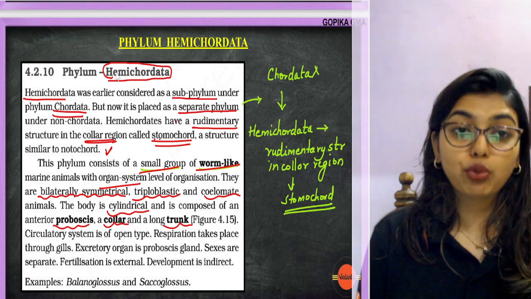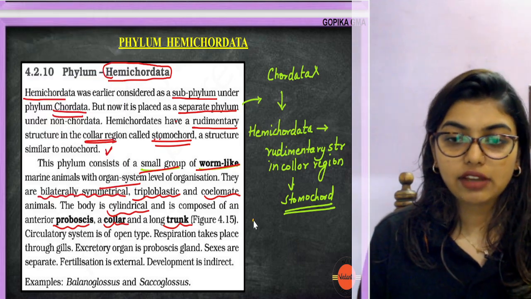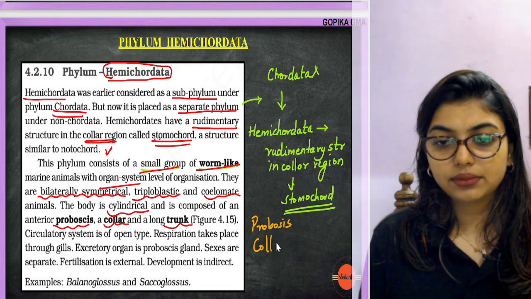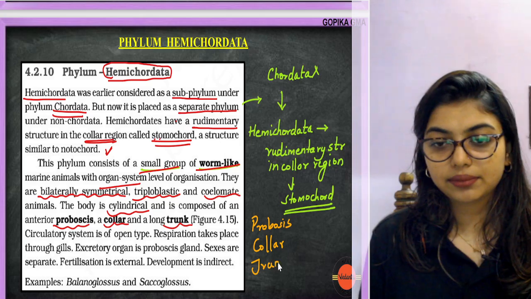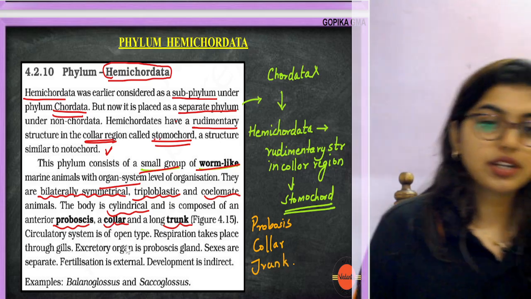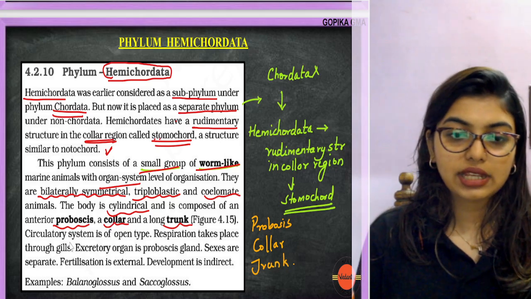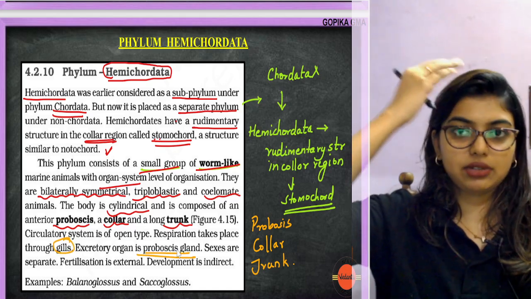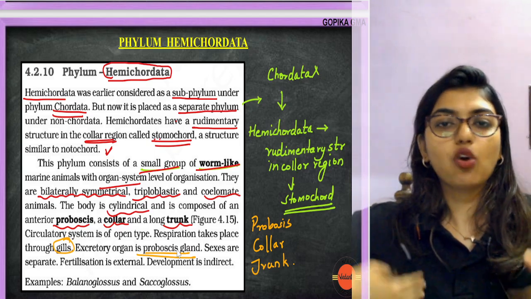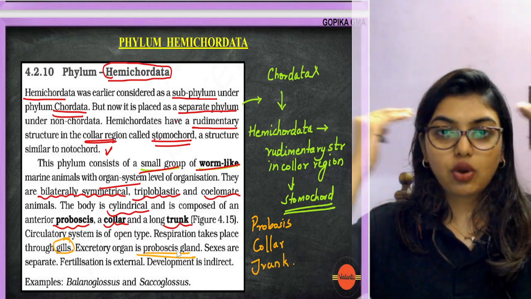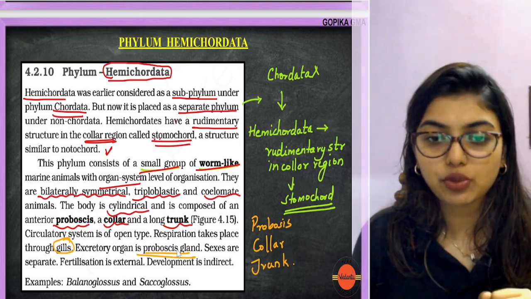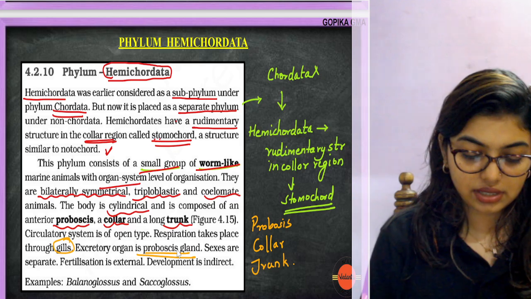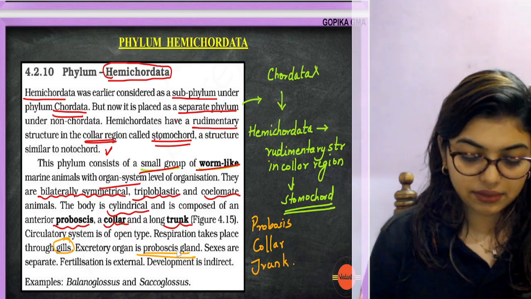Here they have proboscis, collar and trunk. The circulatory system is open type, and respiration takes place through gills. The excretory organ is the proboscis gland. The proboscis is the anterior part, the head region, then we have the collar, and then the trunk. For excretion, on the proboscis itself there is a gland called the proboscis gland, which helps in excretion. Got it? Sexes are separate, fertilization is external.